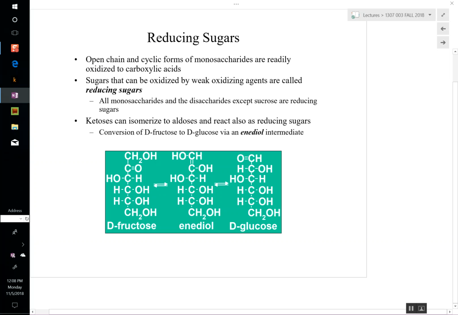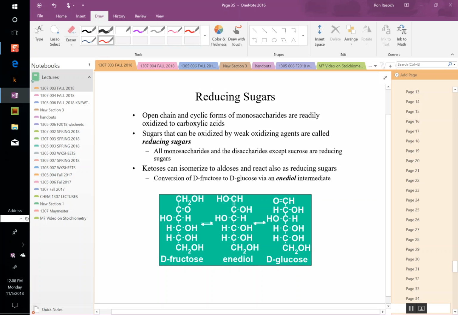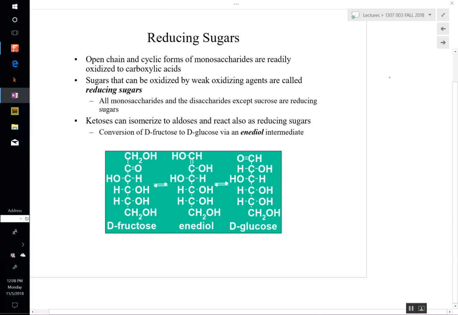Reducing sugars, I'm trying to get through. Let's see what slide we're on here. 35. Only 20 more to go. No. So I'm going to just gloss over some of these. Don't worry too much about this one.